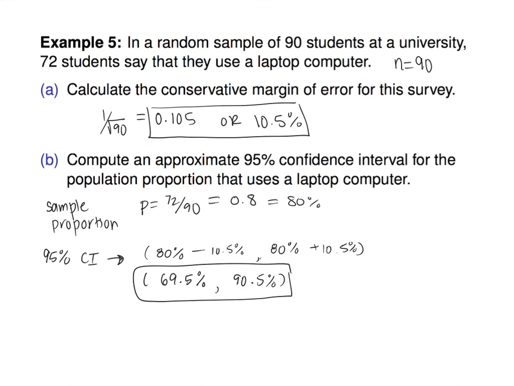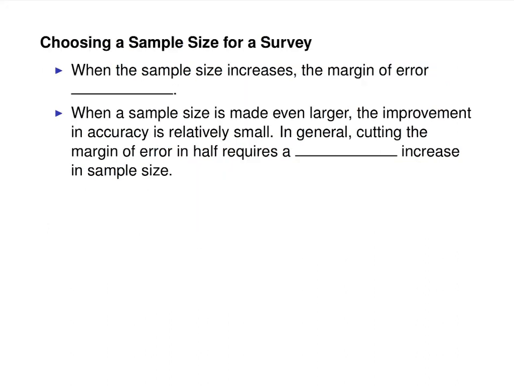And if you wanted to get a smaller interval, you would have to take a larger sample. And it's pretty obvious that when the sample size increases, this margin of error is going to decrease. And when a sample size is made even larger, the improvement of accuracy is relatively small. And because of the whole square root in the denominator of that expression, cutting the margin of error in half requires a 4-fold increase in sample size.